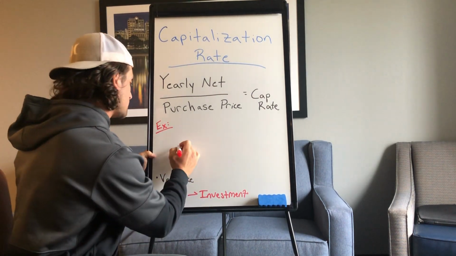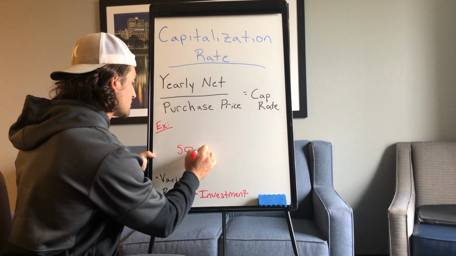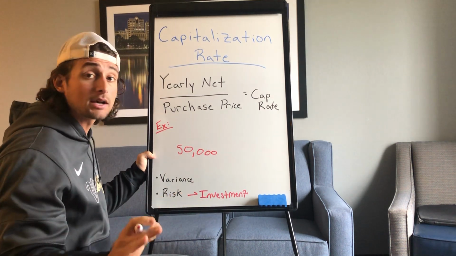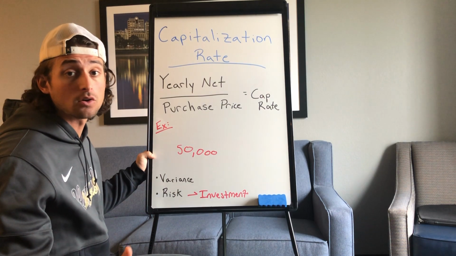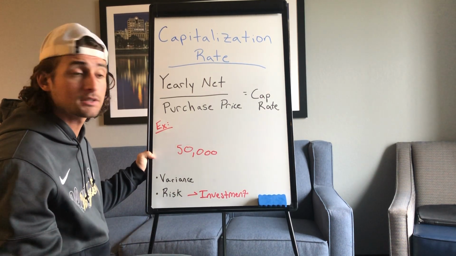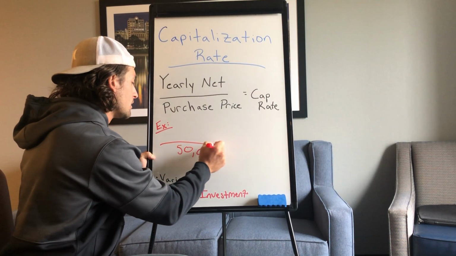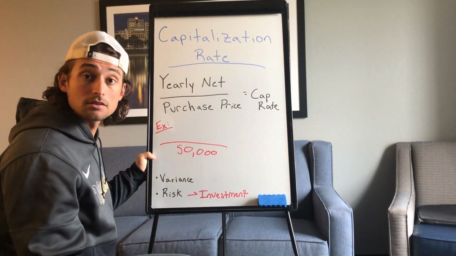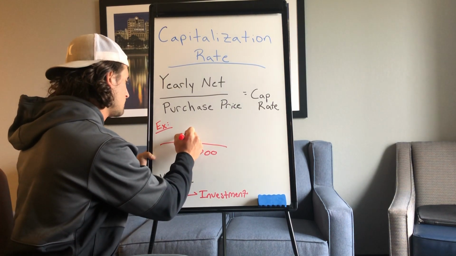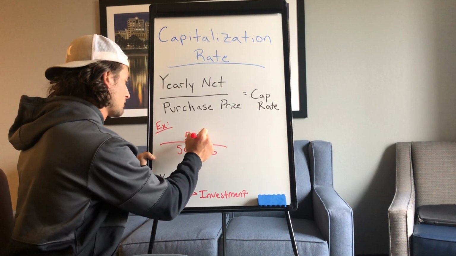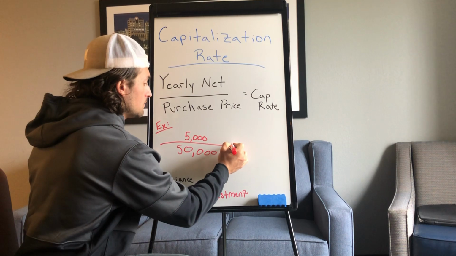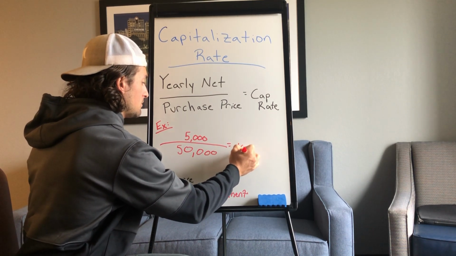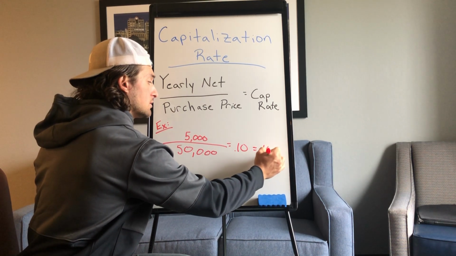We'll say $50,000. I buy a property in Birmingham for $50,000, assuming I'm not going to get a ton of appreciation over the next 10, 15, 20 years. But it brings me a yearly net of $5,000. Okay, pretty good. So this is what the math looks like, right?